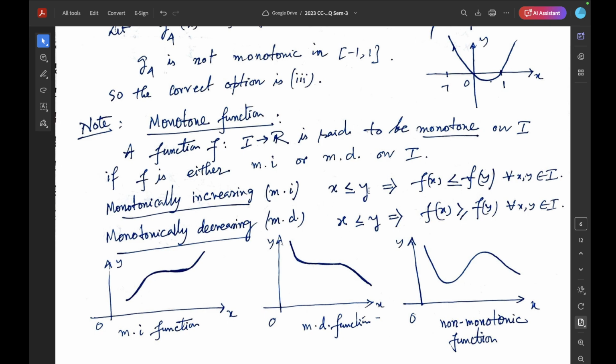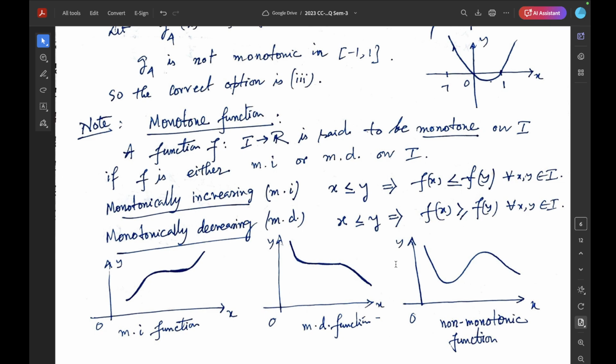x less than or equal to y implies f(x) less than or equal to f(y) for all x, y belonging to the interval I. If we put here only less than, then it is a strictly monotonic increasing function. And this is the graph for a monotonic decreasing function, non-increasing, when x less than or equal to y implies f(x) greater than or equal to f(y) for all x, y belonging to I.